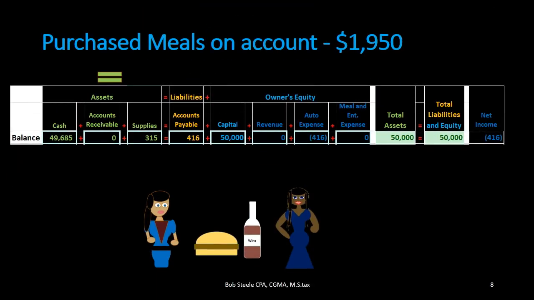Next transaction, purchase meals on account, $1,950. Once again, is cash affected? We're going to say no, we didn't pay cash, we purchased it on account. Therefore, accounts payable is affected.